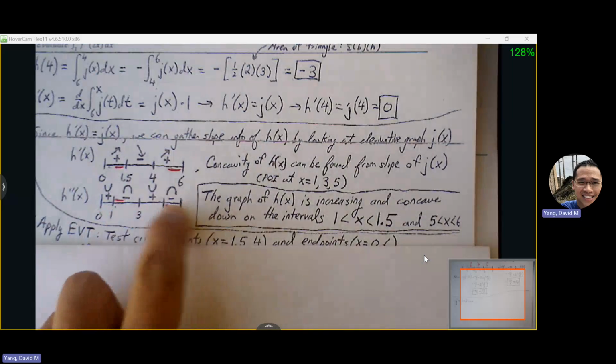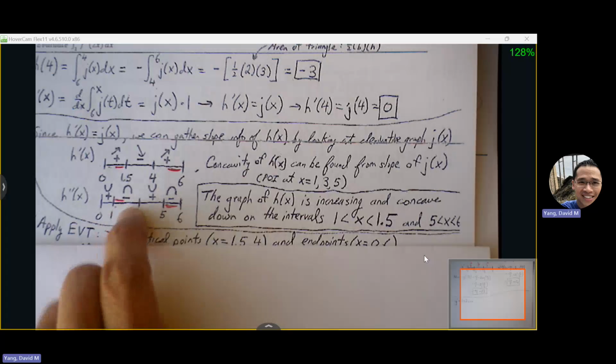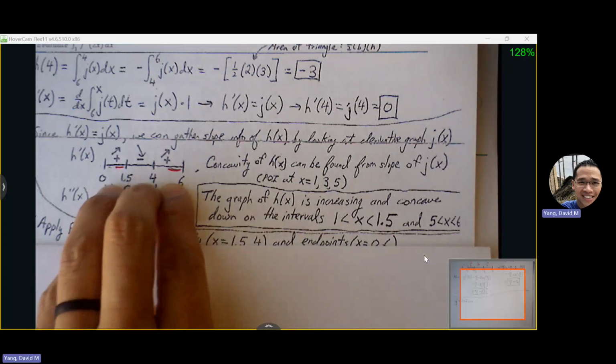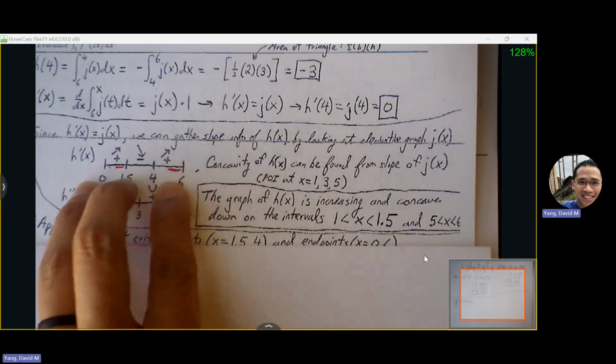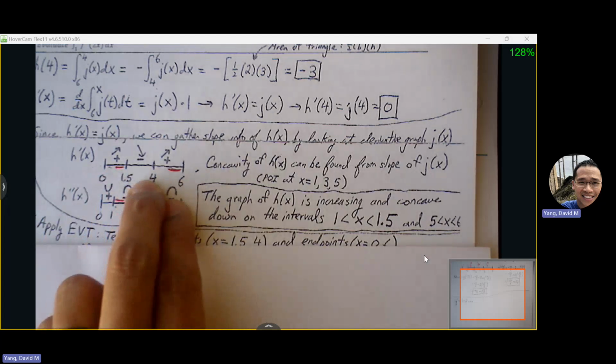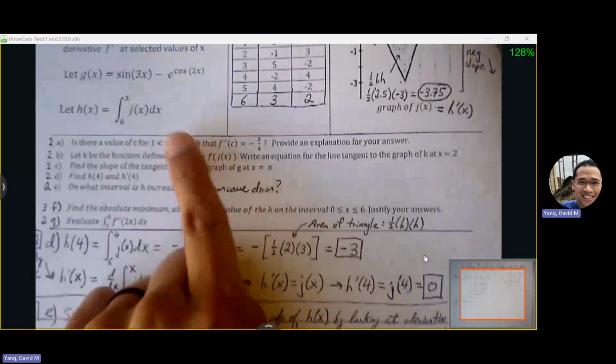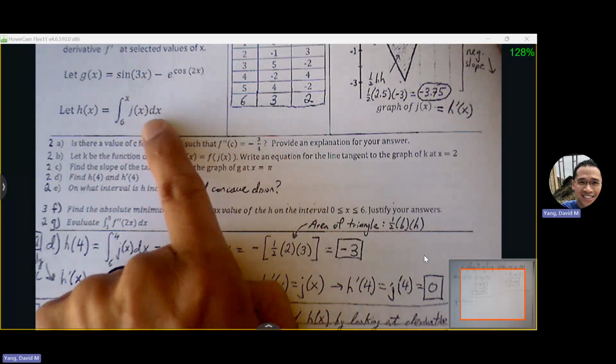Don't look at your concavity sign line. That's not going to give you any information. So the only candidates that you're going to look for are from your slope sign line. So we'll test H of 0, H of 6, H of 1.5, and H of 4. They all get plugged into our definition for H.